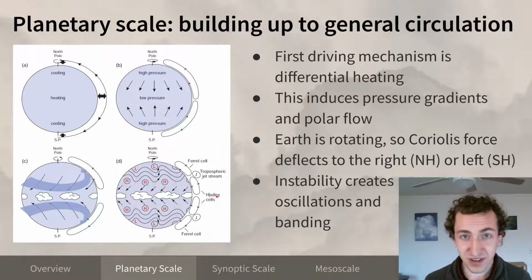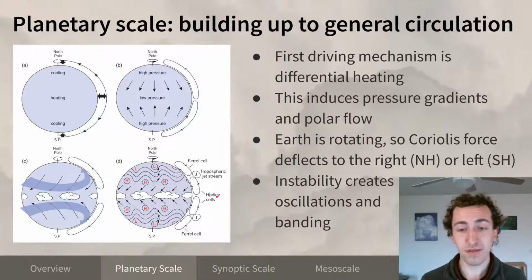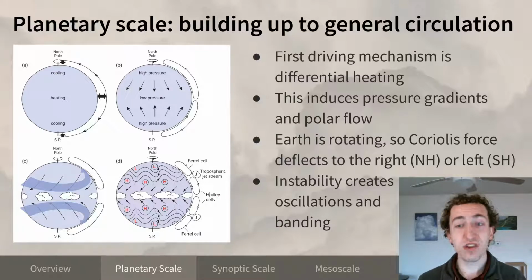The exact mathematics of how this works out, we're not going to worry about. But what's important to know is that the general circulation of the atmosphere ends up coming from differential heating. We get pressure gradients. We're on a rotating reference frame because the Earth is spinning. And then we get instability, which creates these wave patterns or oscillations, and they create bands.